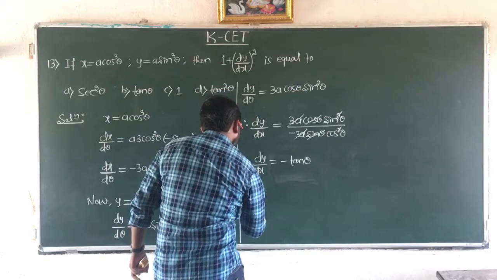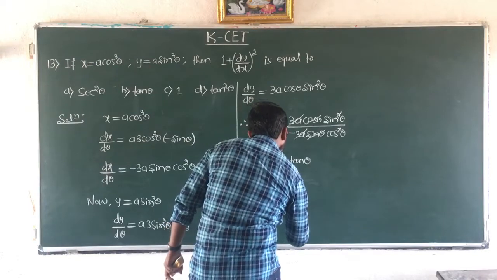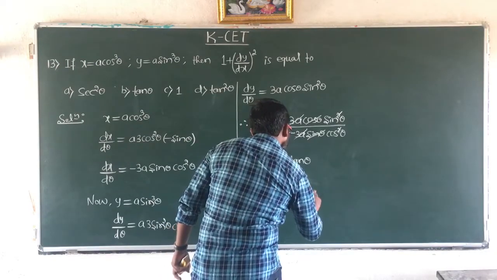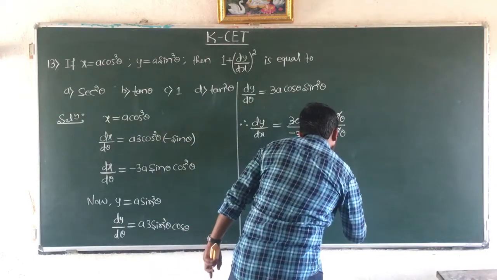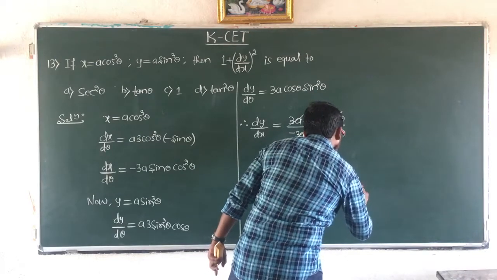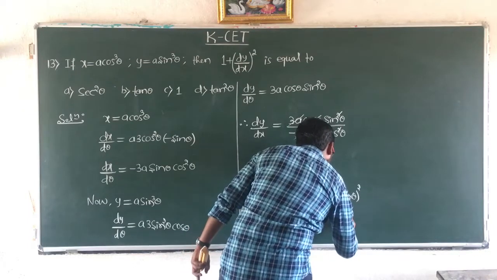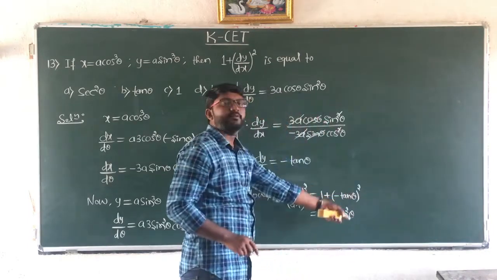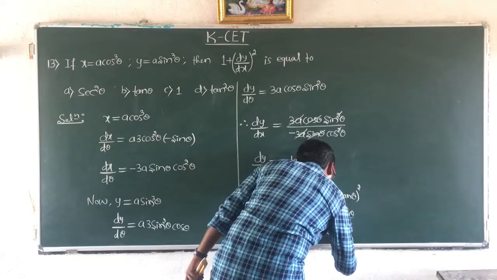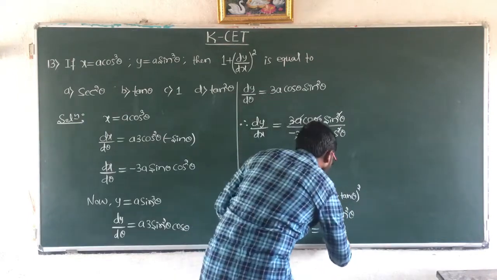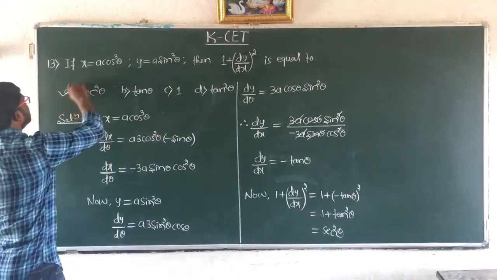Therefore, now 1 plus (dy by dx) the whole square, which is equal to 1 plus, what is dy by dx now? Minus tan theta. So (minus tan theta) the whole square, which is equal to 1 plus tan square theta. The negative squared is always positive. What is 1 plus tan square theta? It is secant square theta. This is the standard identity: 1 plus tan square theta is always secant square theta. So which option now? It is option A.